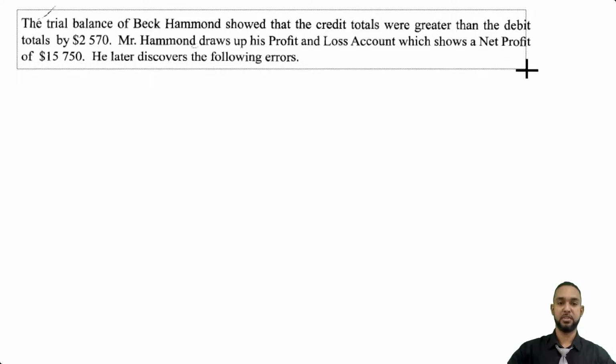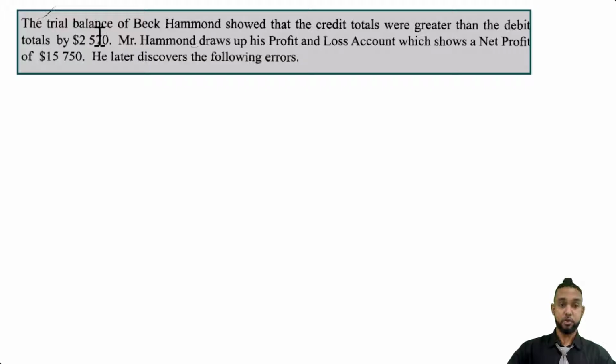And with that said, let's get into the question. Okay, so they give us a nice little opening paragraph here. The trial balance of Beck-Hammond showed that the credit totals were greater than the debit totals by $2,570. So we know when a trial balance doesn't agree, a suspense account is opened for the difference in order to get the trial balance to temporarily agree while we look for and then subsequently correct the errors.